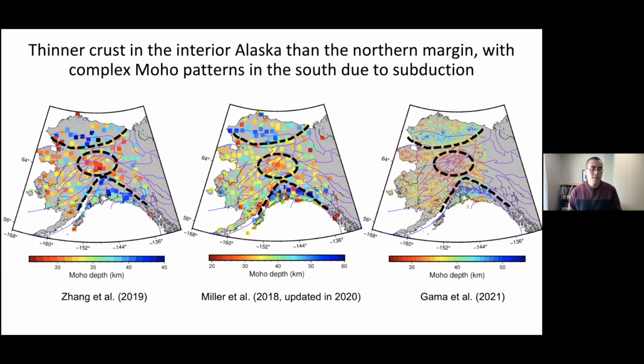To do that, we plotted Moho depth maps from three different models. All of these three models show thickest crust in northern Alaska, covering the Arctic Alaska terrains. The thinnest crust occurs in the interior of Alaska. While in the southern Alaska part, we have complicated Moho patterns due to the flat subduction of the Yakutat plate.